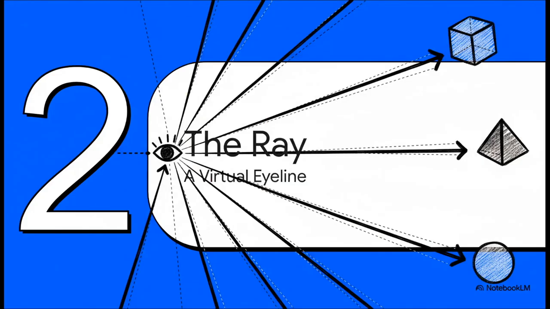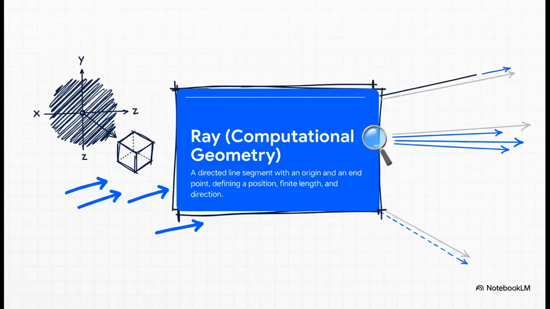So, to create that virtual line of sight, we need a mathematical tool. We call it a ray, and it is the absolute foundation of how a virtual camera is going to see the world. Now, you might remember from geometry class that a ray is a line that starts at one point and just goes on forever. But for us, in computer graphics, we have to be a little more specific. Our ray is a directed line segment. That means it has a definite starting point, a clear direction, and, this is important, a finite length. It's basically a vector, a little arrow that describes both a direction and a distance.